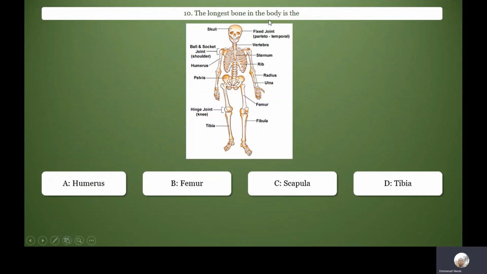The longest bone in the body is, the correct option here is B, the femur. The longest bone is the femur, the thigh bone.